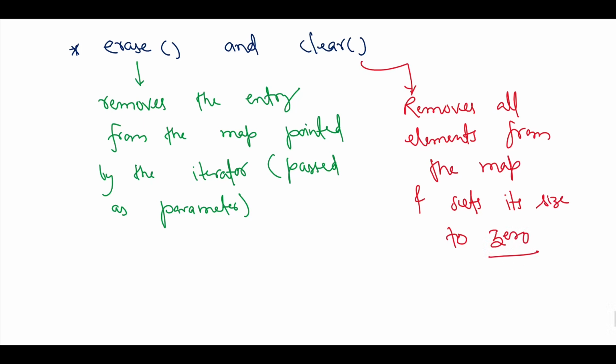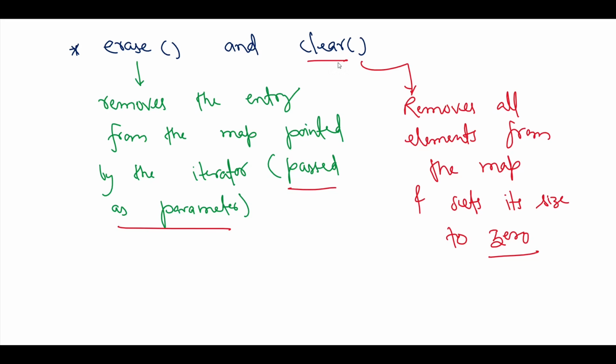So let's talk about erase and clear functions now. Erase is going to remove the entries from the map that are pointed by the iterator, which we are going to pass as a parameter. However, if you want to remove all the elements from the map, we can use the clear function. It will clear the map and set its size to 0.